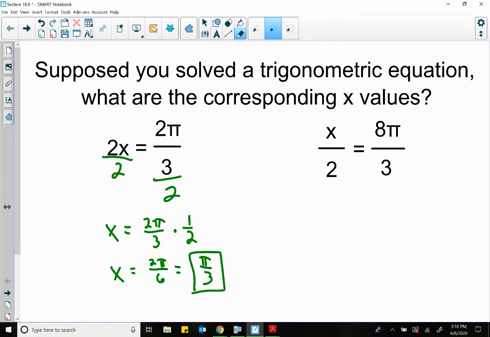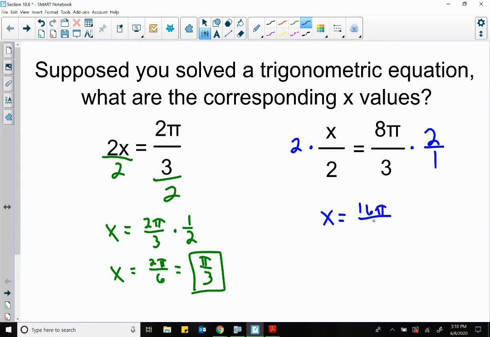Over here, how do I get rid of division of 2? Multiply by 2. Remember, this 2 is over 1. So x is equal to 8 times 2 is 16 pi all over 3. And that does not reduce. So that would be the final answer for x.